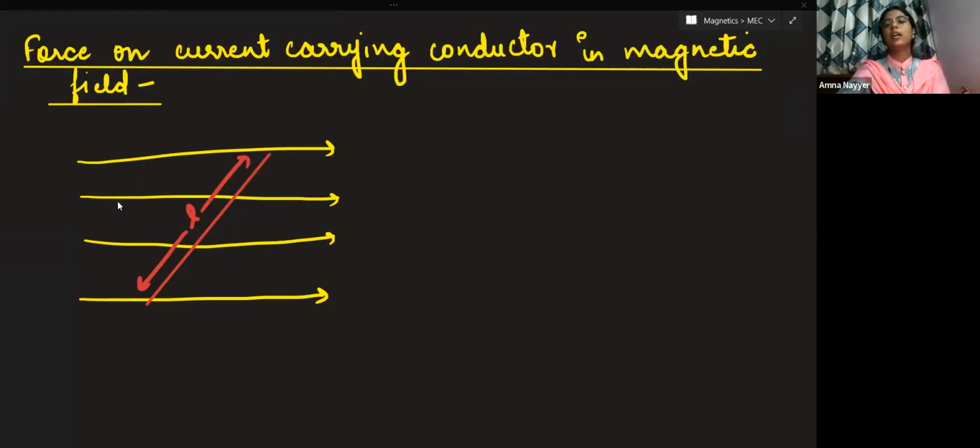Now, force on current carrying conductor in magnetic field. So we are right now considering only a single wire, a single current carrying conductor only. If two parallel conductors are placed beside each other, then we see that case differently because the formula gets changed. Right now, we are only focusing on a single conductor. Current carrying conductor is there.